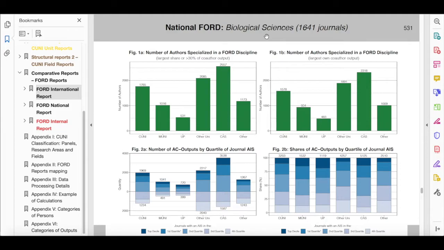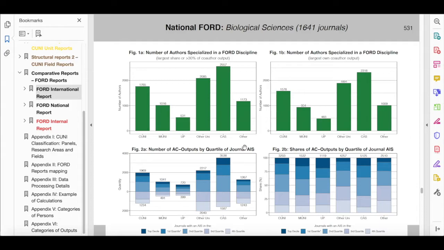This report compares bibliometric indicators based on the publication data retrieved from the National R&D Information System, RIV, for Charles University, and for 3 domestic institutions, Masaryk University, Palacký University Olomouc and the Czech Academy of Sciences, as well as 2 aggregate groups, all other domestic universities, and all other research institutions. The report consists of 1 page with 8 graphs.